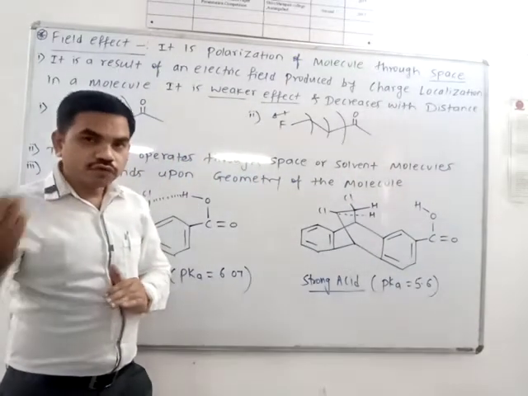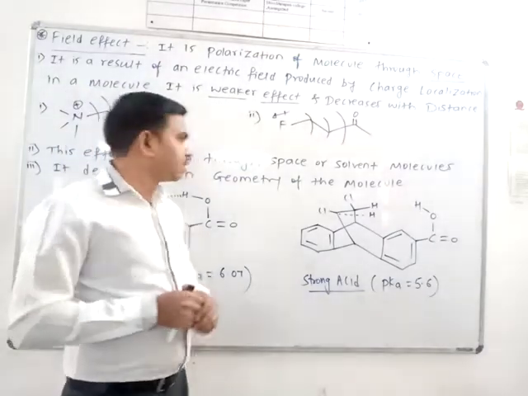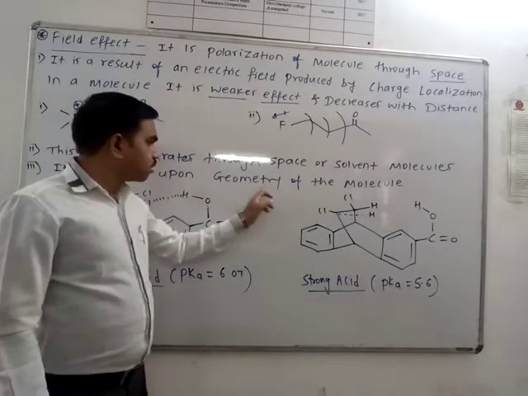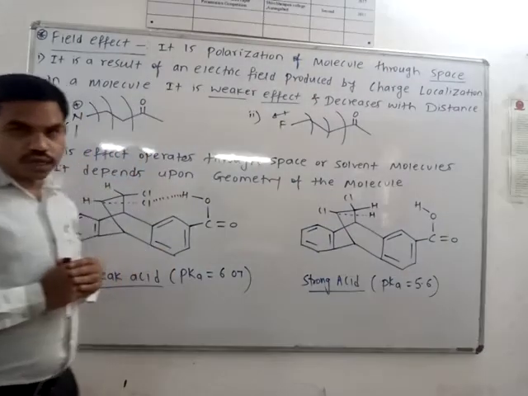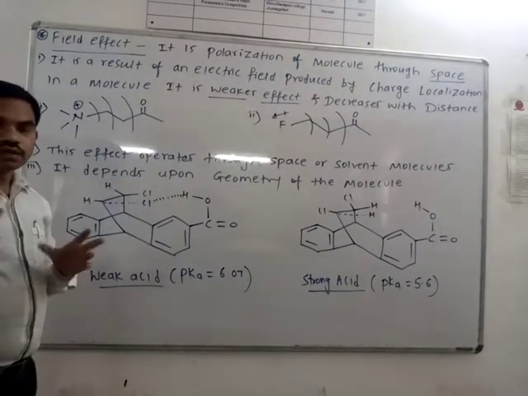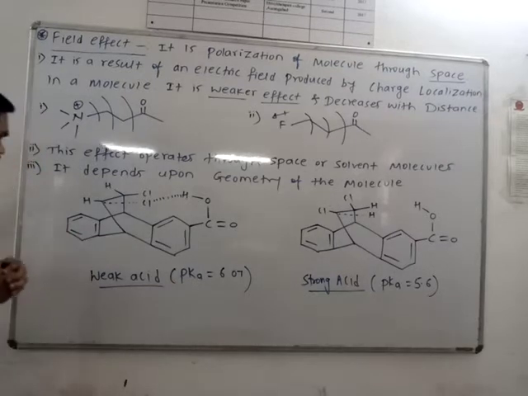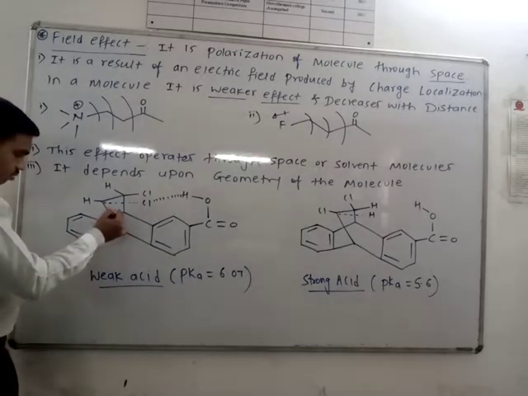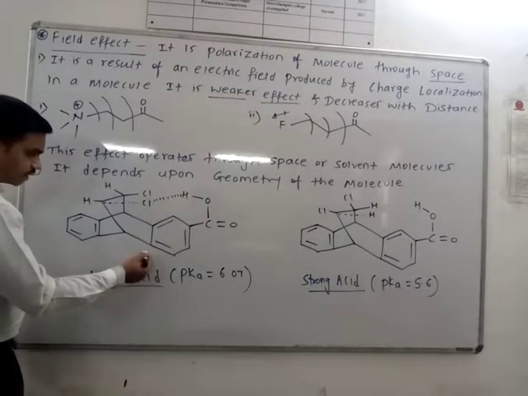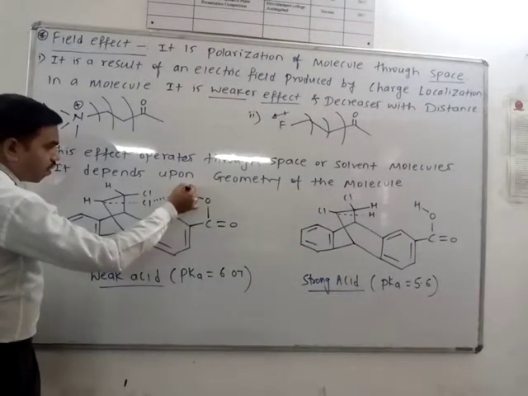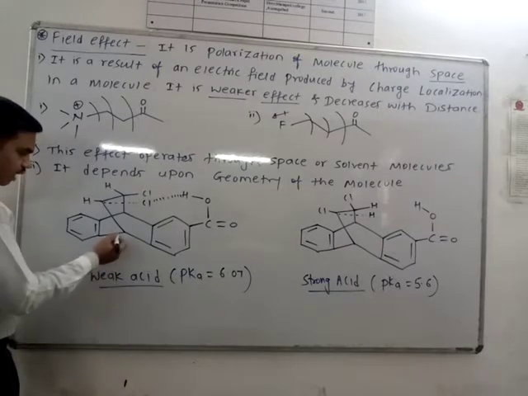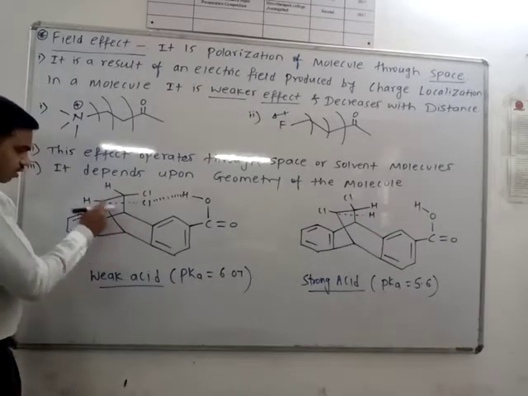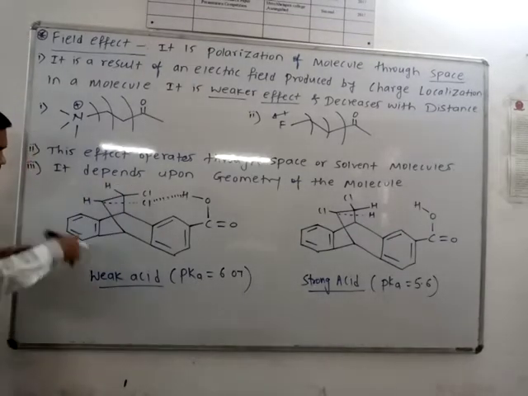Remember one thing, inductive effect is different and field effect is different. Now, it depends upon the geometry of the molecule also. For that, you have to see one best example. See, this is one compound. Here this is a benzene ring, with a C-C bond. This is also a benzene ring. Again, there is an acidic group COOH, and these are the bridge carbons, you can say CH, CH, CH, which link these two rings.